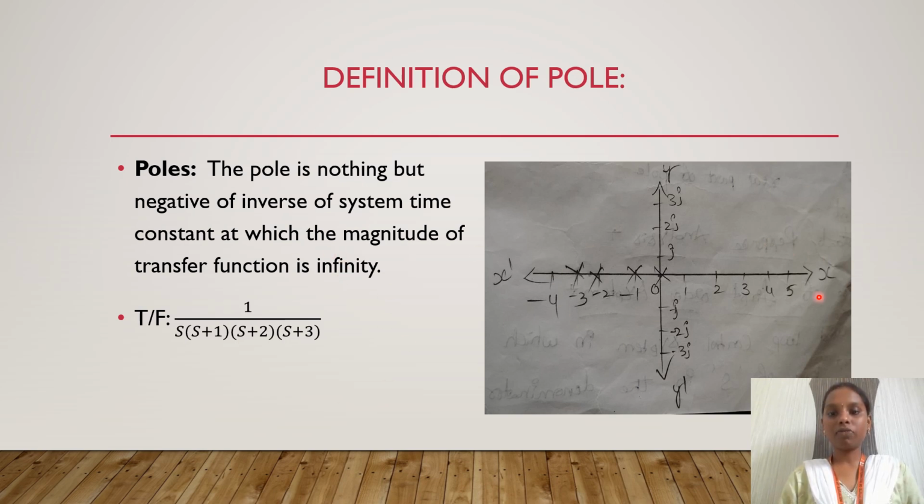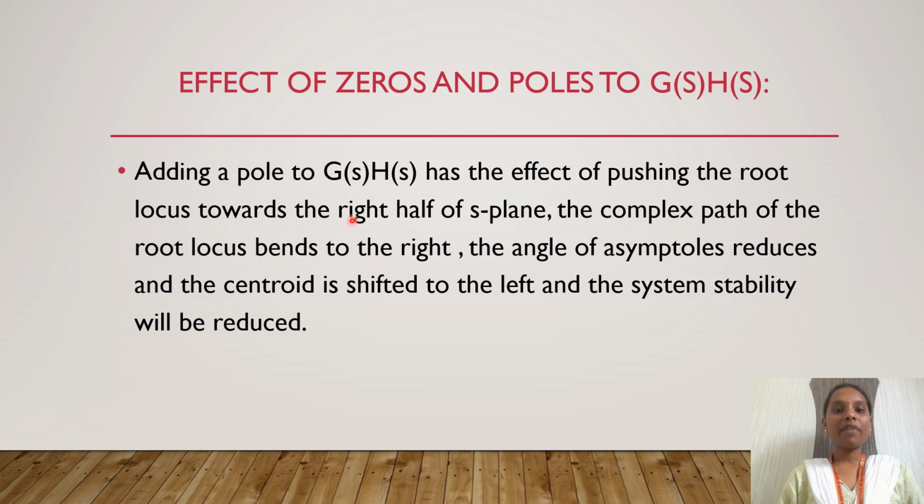Figure is shown clearly. Next, the effect of zeros and poles on G(s)H(s). Adding a pole to G(s) has the effect of pushing the root locus towards the right half of the s plane. So the complex path of the root locus bends towards the right. The angle of asymptotes reduces and the centroid is shifted to the left, and the system stability will be reduced.